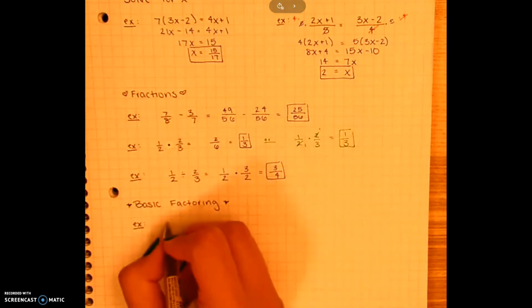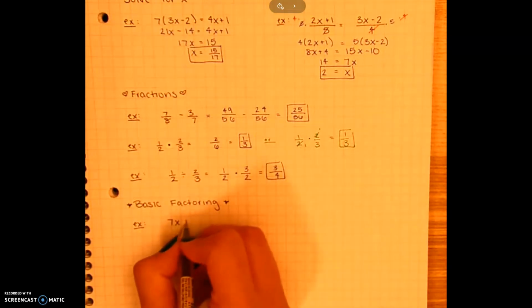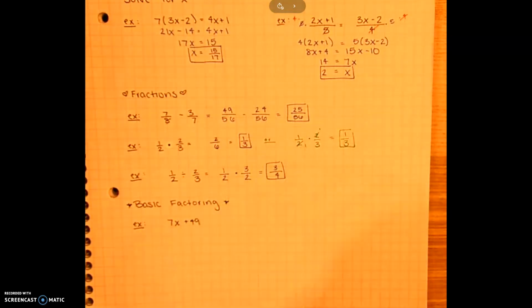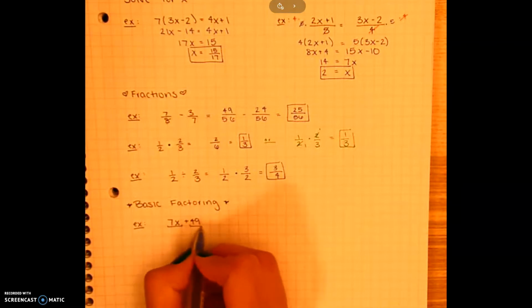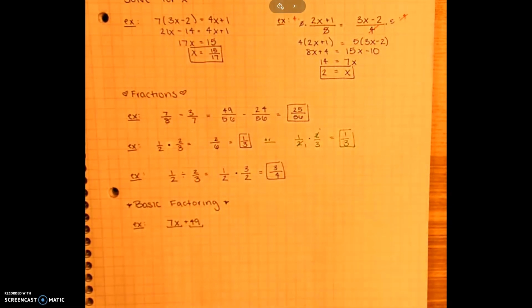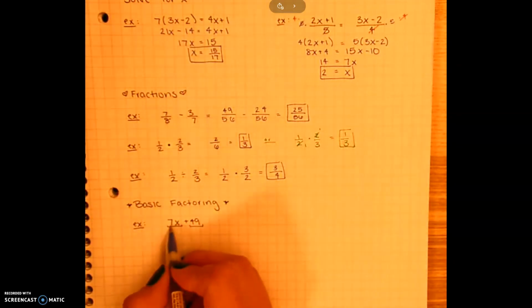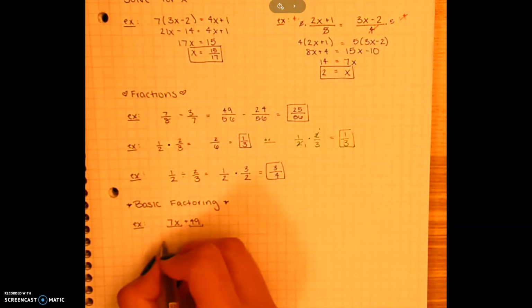So, an example is 7x plus 49. Okay, so when you're factoring, you're asking yourself, what is this term and this term, what do they both have in common? And you're going to factor or divide out that number. So 7 and 49 are both divisible by 7, so I'm going to pull that out.